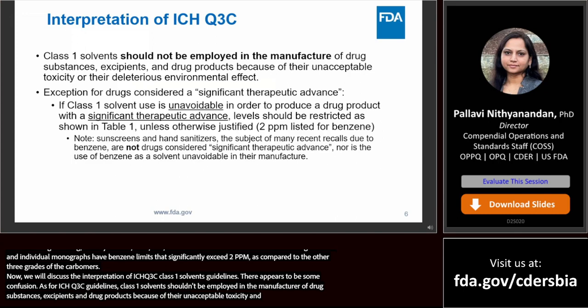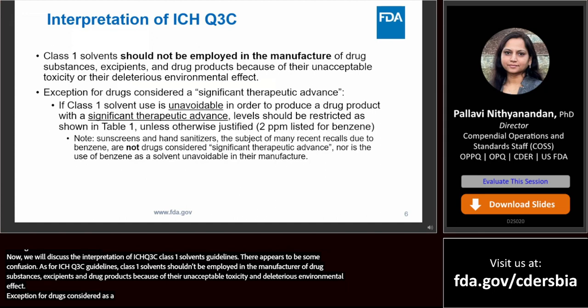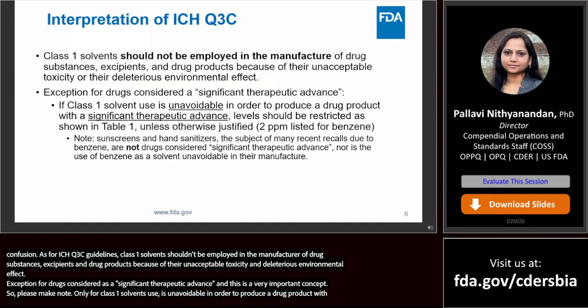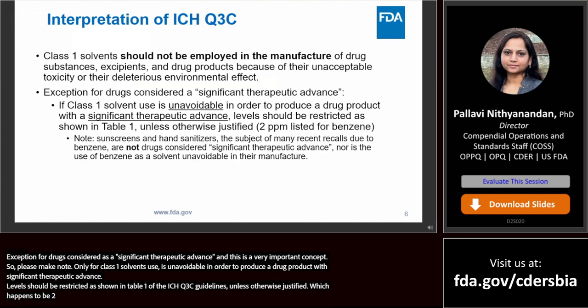Exception for drugs considered as a significant therapeutic advance, and this is a very important concept, so please make note. Only if a Class 1 solvent's use is unavoidable in order to produce a drug product with a significant therapeutic advance, then their levels should be restricted as shown in Table 1 of the ICH Q3C guideline, unless otherwise justified, which happens to be 2 ppm, which is listed for benzene in the guideline.